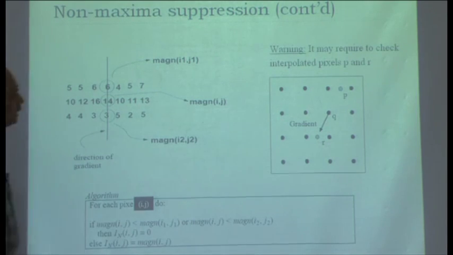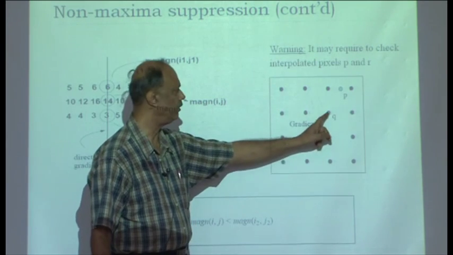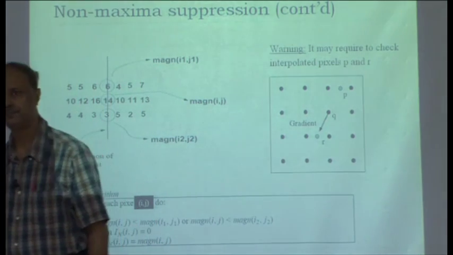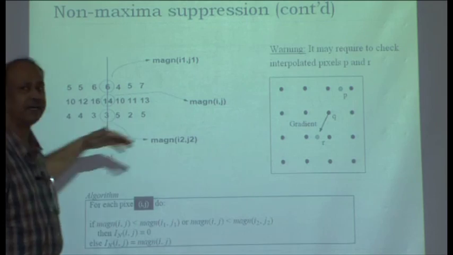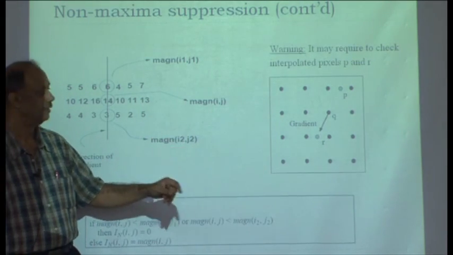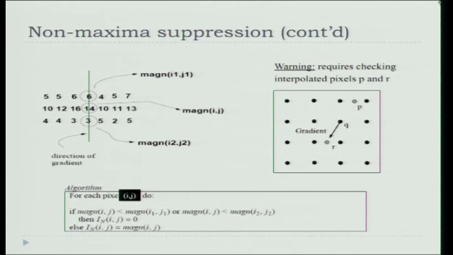You have the gradient direction, you have P and here R, and you are looking for Q, right. So the complexity is increasing, because the direction is neither vertical nor horizontal. So, you need to know the interpolated value of the in-between things, and then only you will be able to take the decision, right.